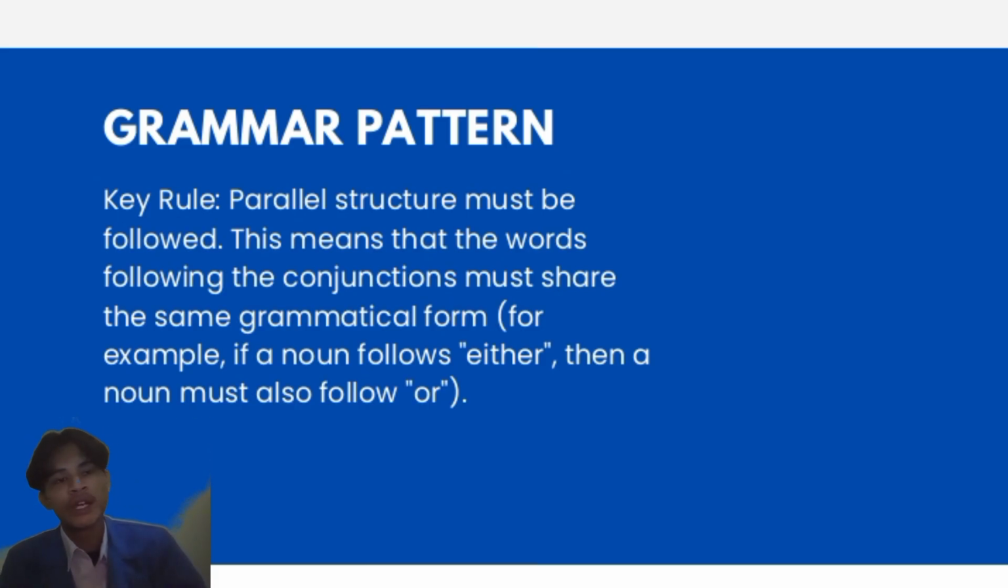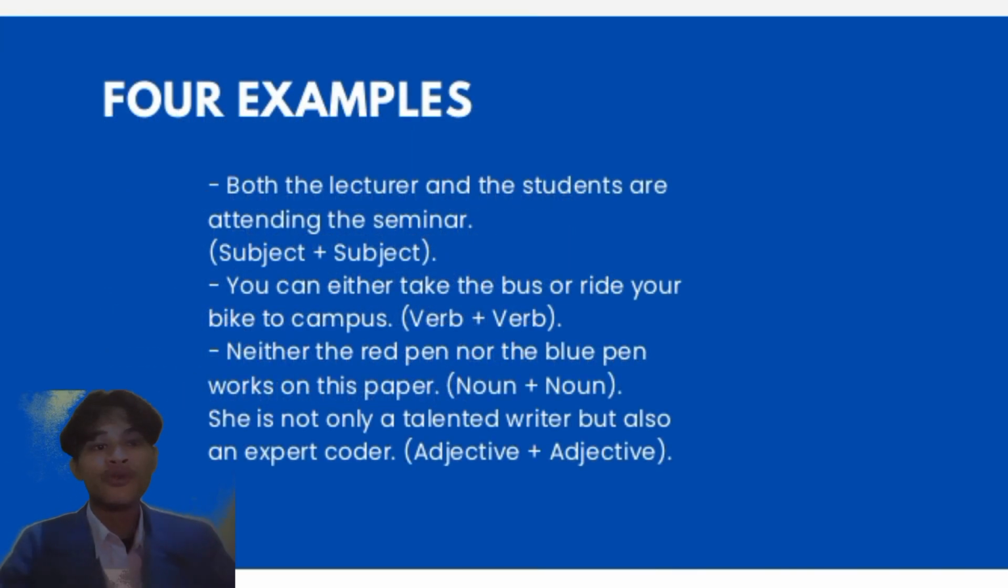Correlative conjunctions as a grammar pattern. The key rule, parallel structure, must be followed. This means that the word following the conjunction must share the same grammatical form. For example, if a noun follows "either", then a noun must also follow "or". We have 4 examples here, and I'm going to explain them easily.